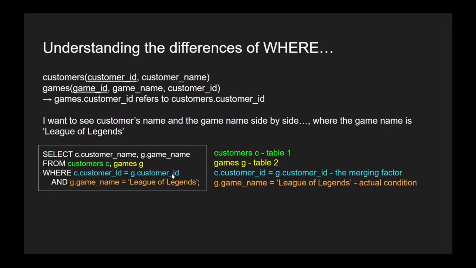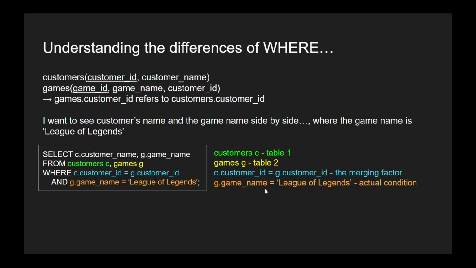This one is a key where two tables are able to merge together, and I call it the merging factor. It's basically the common column of two tables, which allowed these two tables to merge together. And we have the last one, which is the actual condition, the actual thing that filters out something.